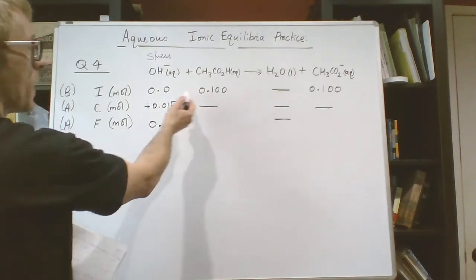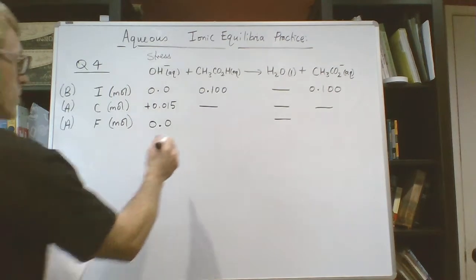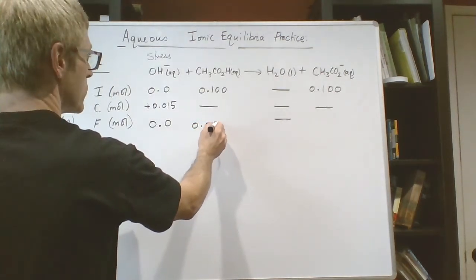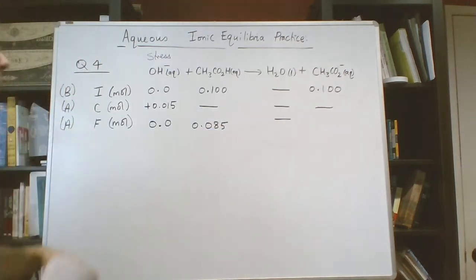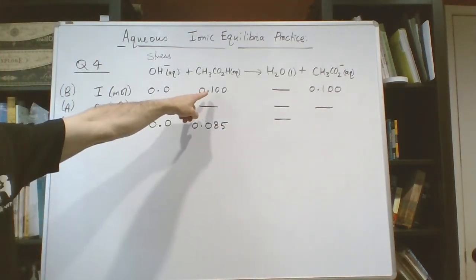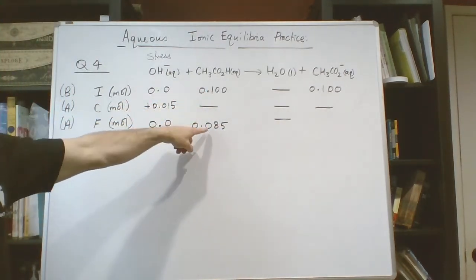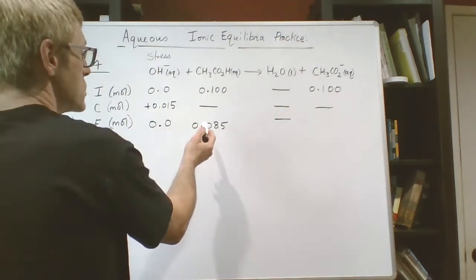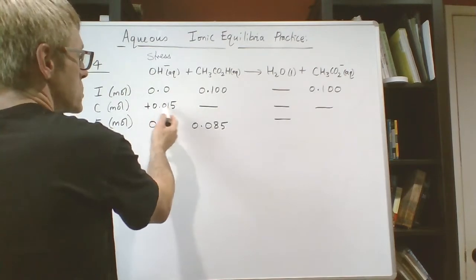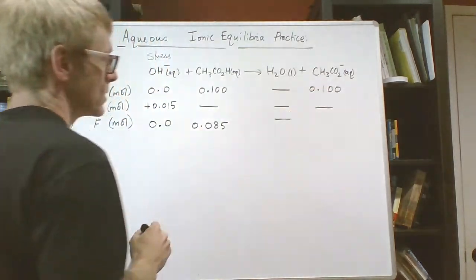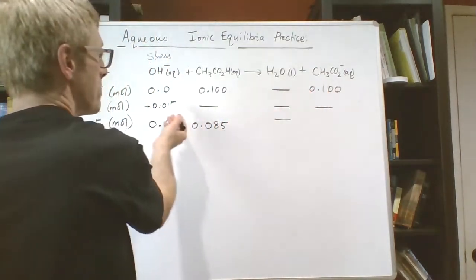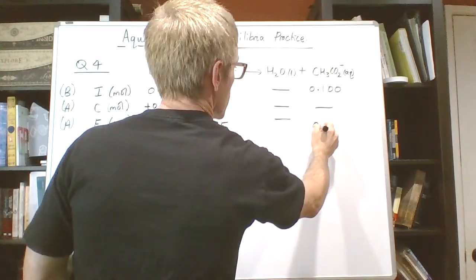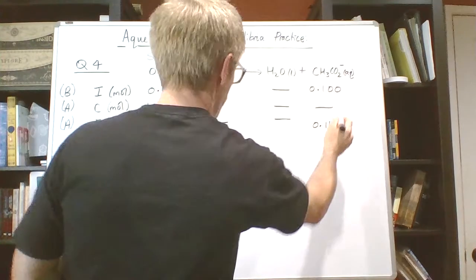So 0.1 minus 0.015 is 0.085. So again, this quantity minus this quantity is equal to that quantity. And then it's going to generate that much more of this quantity. So 0.1 plus the 0.015 is 0.115.